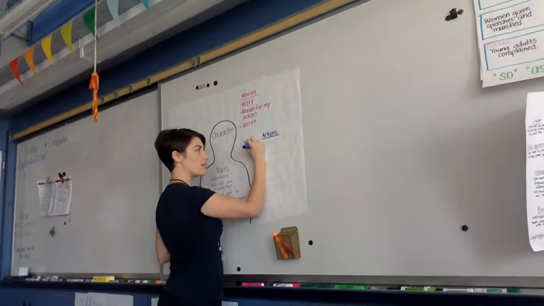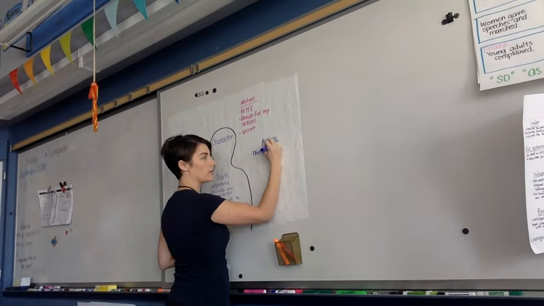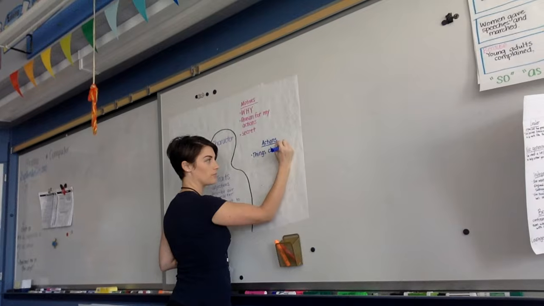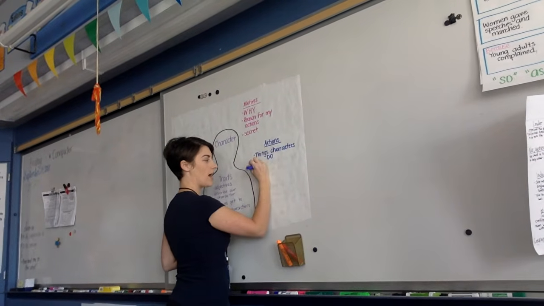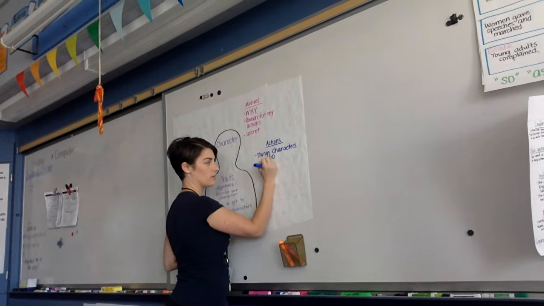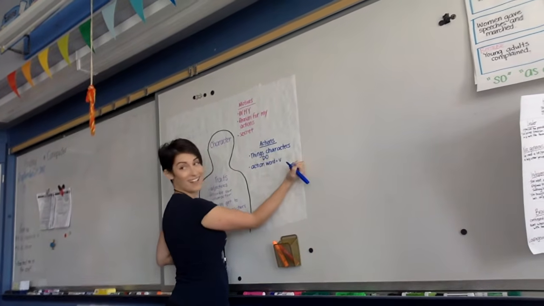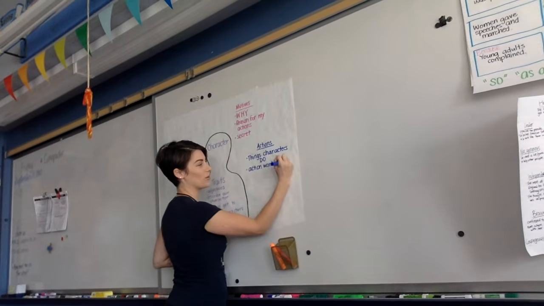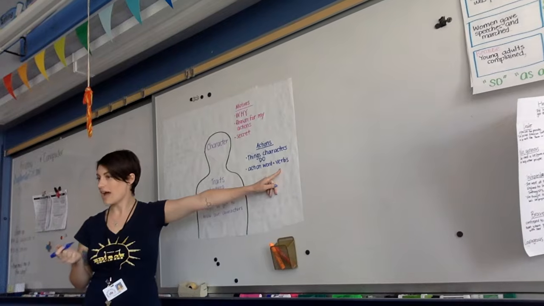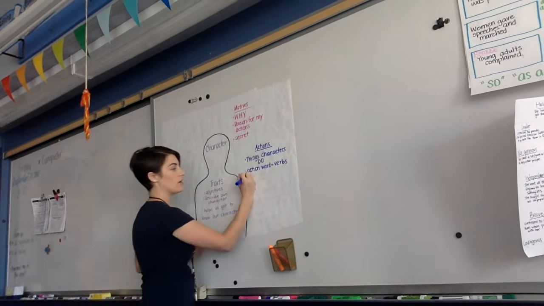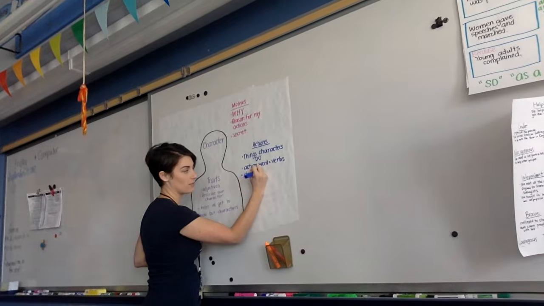Now, your motives lead to your actions. The actions are the things your characters do. Action words are called, anybody? Verbs. Okay. So you're going to be looking for the verbs that your character does, the actions that they do, and also the decisions that they might make.